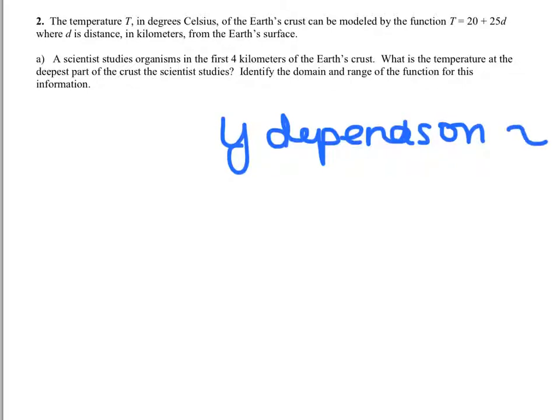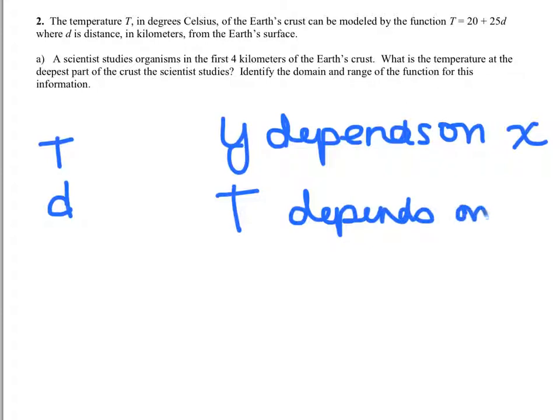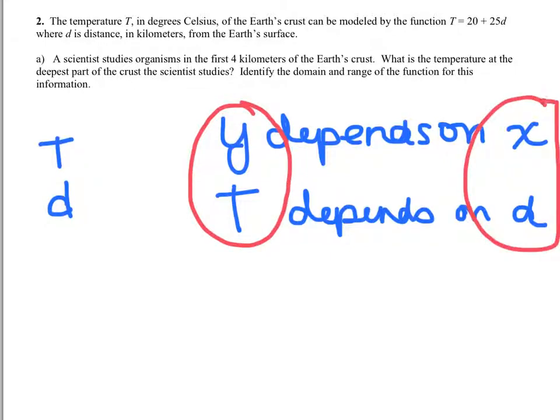So in this particular problem, we have capital T for temperature and d for distance. The fact that temperature depends on distance means that if you just match them up, T can really be thought of as y, and d can really be thought of as x. That's important because when you're describing domain, instead of describing x, you're really going to be describing d. And when describing range, instead of describing y, you're really going to be describing T.